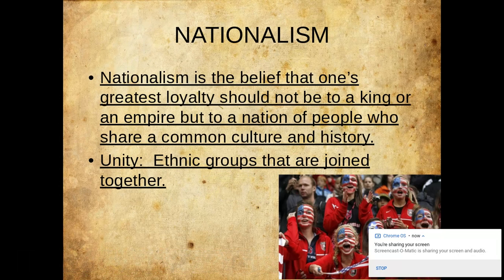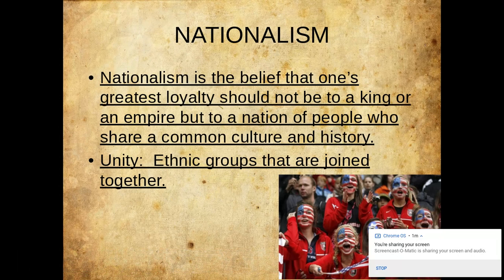What is nationalism? Nationalism is where your belief and your loyalty is to your own. It's not to a king. It's not to a queen or an empire, but it's to the people of the nation who share a common interest, a common culture, a common history. It could be language. It could be religion. But it's basically who makes you who you are. So Polish, or if you're Ukrainian, or if you're Russian, there's certain characteristics that make you those things.